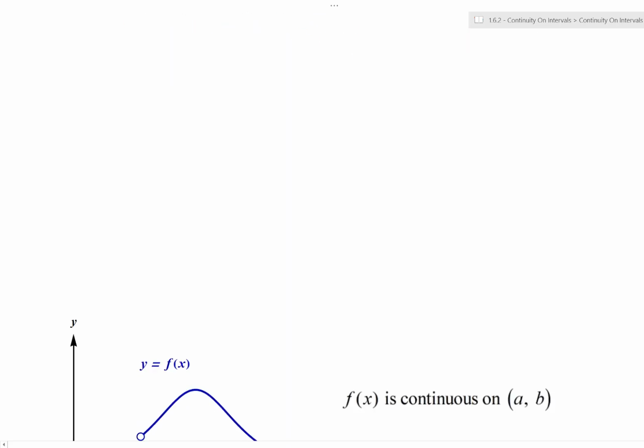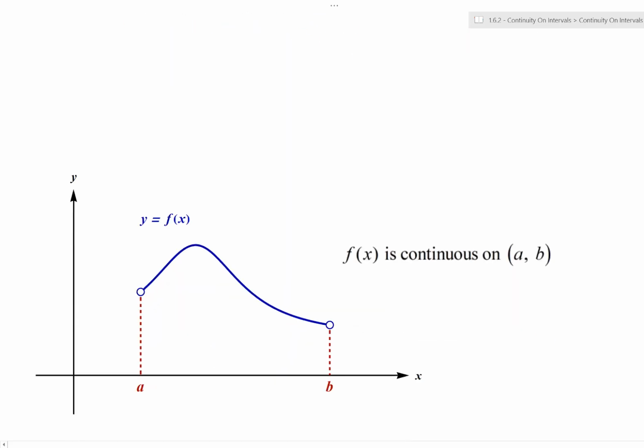So compare that with this next situation, similar to the last one, f of x here, but now we're continuous over the open interval a to b. As we can see here at the endpoints a and b, the function is not defined. So the limit of the function does not equal the value of the function at the endpoints because the function is not defined there. And hence that is an example of a function being continuous over the open interval, because it is continuous everywhere inside the interval, just not at the endpoints.